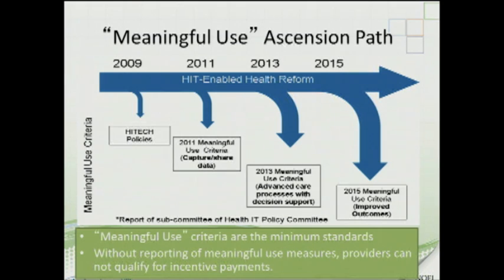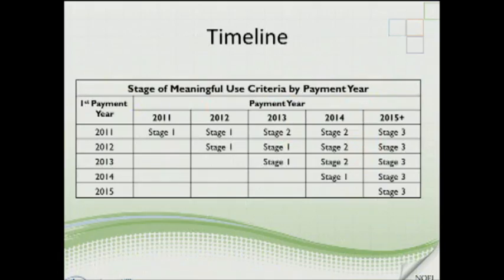So the pathway and the timeline for meaningful use started back in 2009 when HITECH passed and the policies were initially defined. The first stage was released in 2011. 2013 is when Stage 2 goes live and active. 2015 is when the criteria are completely fulfilled. And you've got to increase the amount of reporting that you do.